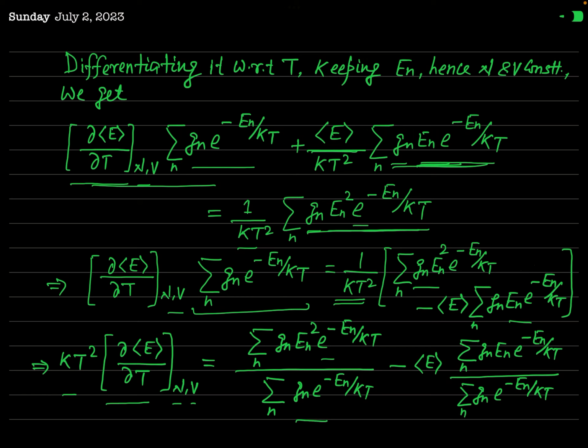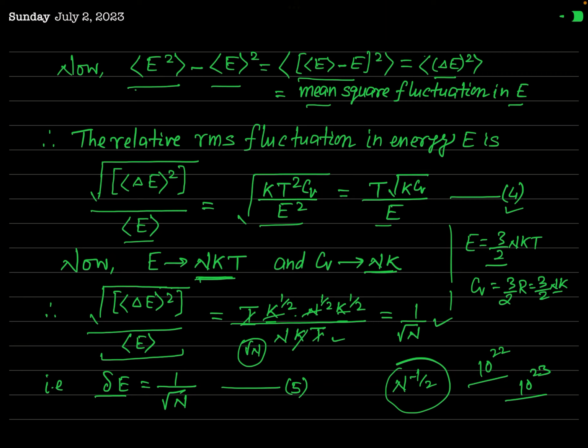But as I have told you, particularly in case of a classical system, this N is very large. This is almost of the order of 10 to the power 22. This is of the order of Avogadro's number, you can also say 10 to the power 23, that if you consider 1 mole of the system, the number of particles will be of the order of 10 to the power 23. And when you take 10 to the power 22 or 23, then this N to the power minus half will be almost equal to 10 to the power minus 11. And this is such a small number that you can take it as almost equal to 0. This is negligible. So you can easily say that for a large value of N, the relative root mean square fluctuation in energy E is negligible. It is completely negligible.